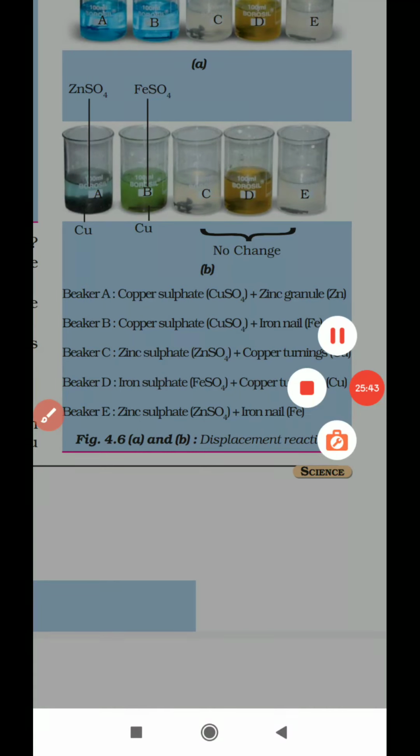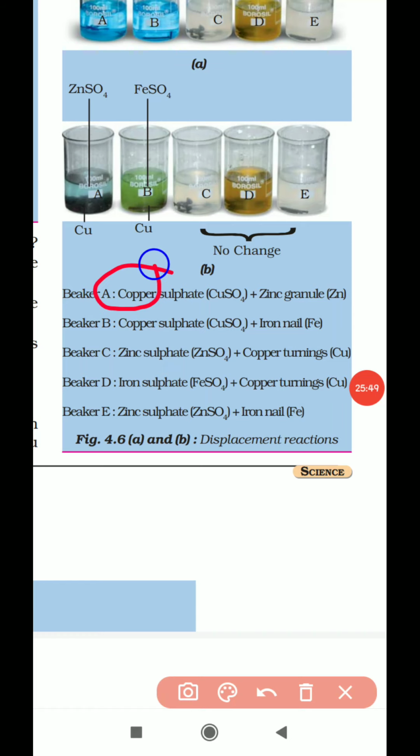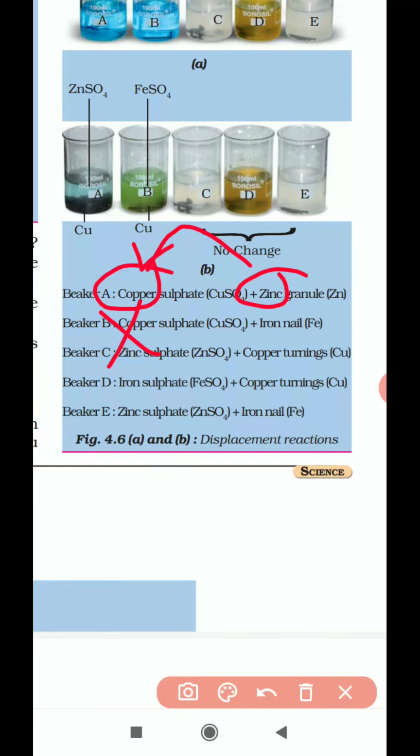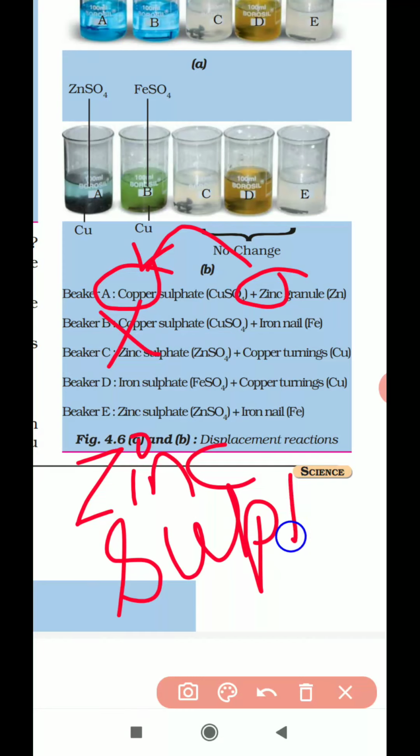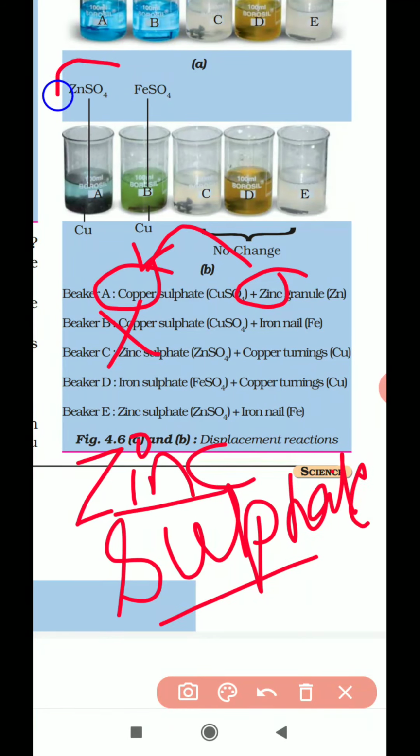Okay, so look here, this copper will be removed. In that place zinc will be added. So if copper is removed and zinc is added, what is the product we are going to get? We are going to get the product called zinc sulfate. Correct? That's what is given here. ZnSO4 means zinc sulfate.